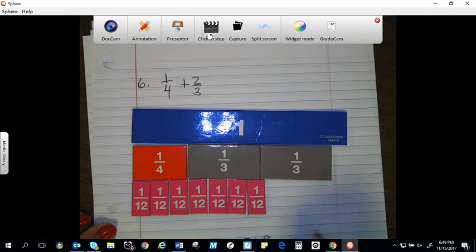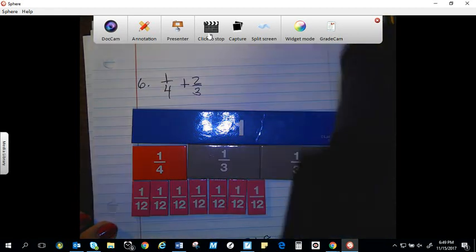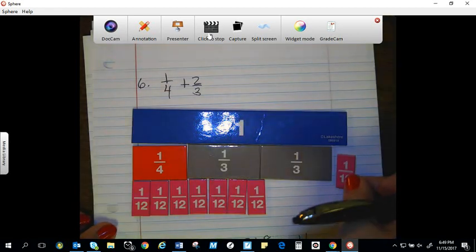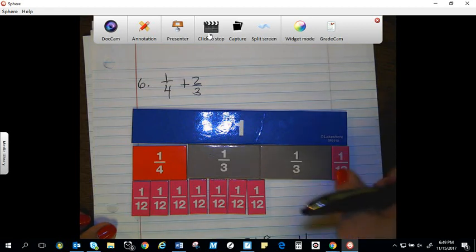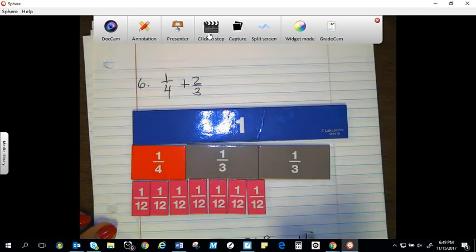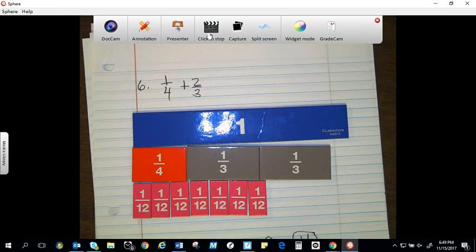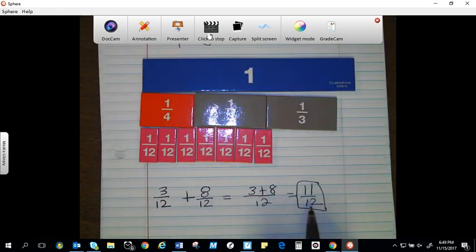And it'll be 11/12. And it's just shy, look at this, watch this, of 1/12 from being a whole. And isn't that what our answer was? 11/12. One shy of being a whole. So our answer is 11/12.